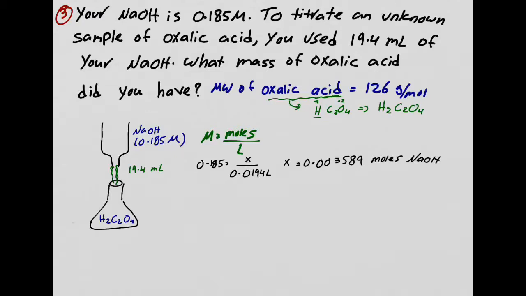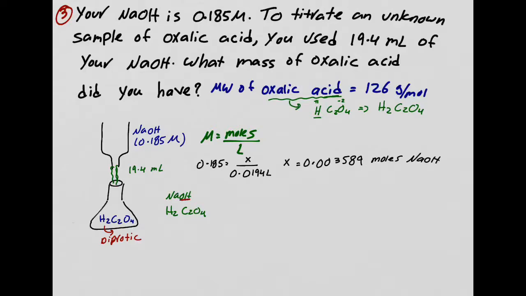Oxalic acid is a diprotic acid. That means what? So di means 2, proton means H+. That means it has 2 H's, okay? So now what does that mean? Here's what this means. I have NaOH and I have oxalic acid, which is H2C2O4.